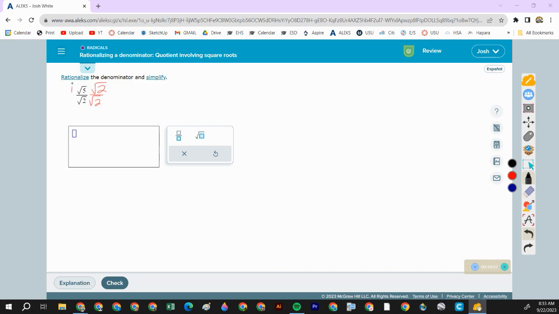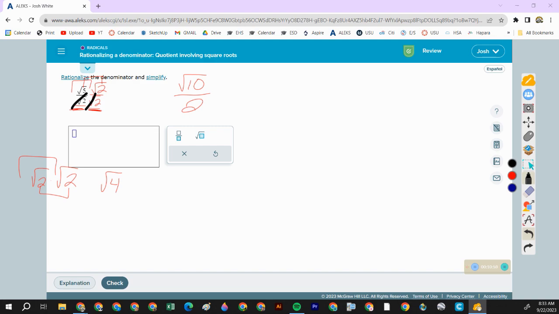So up here, outside times outside is just 1 times 1. And inside times inside is root 10. Okay? And then what is a square root times itself? Not 1. So what is the square root of 2 times the square root of 2? Outside times outside is 1. Inside times inside is root 4. What is the square root of 4? Just 2. So what happens when I multiply a square root by itself? The square root just cancels.